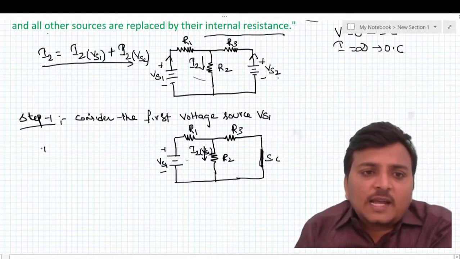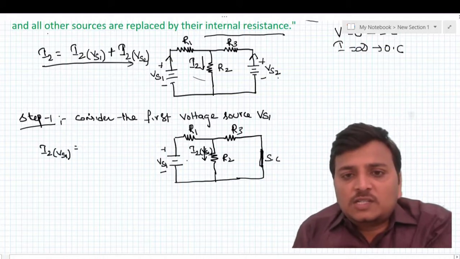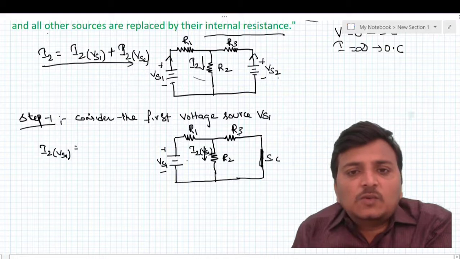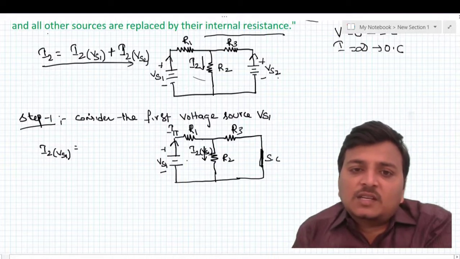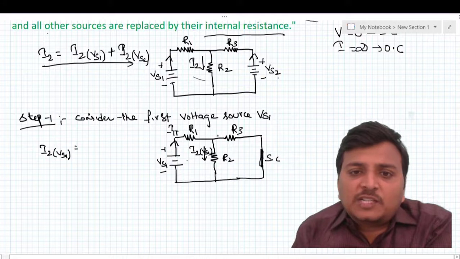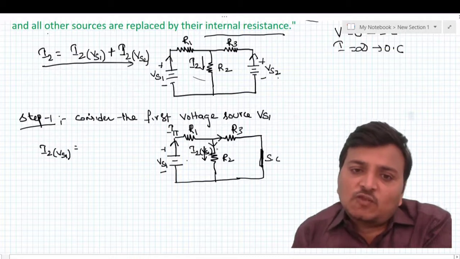Now I can calculate the I2 value for VS1. How can I calculate it? Because it is short circuited, your R2 and R3 are both connected in parallel. So the total current drawn from the source, I can call this I1T. This I1T current is split into two parts. One is going to the resistor R3, and another current is the I2 of VS1, which is flowing to the resistor R2.